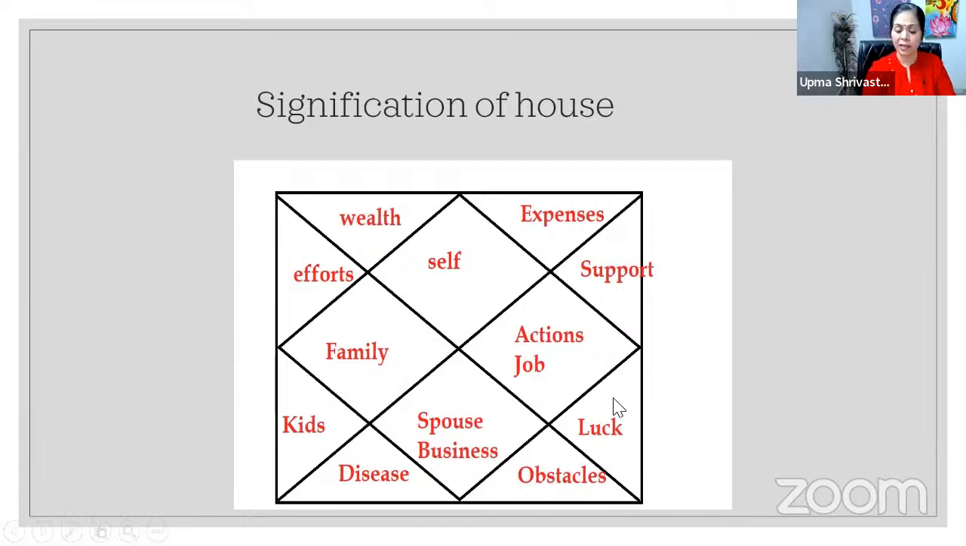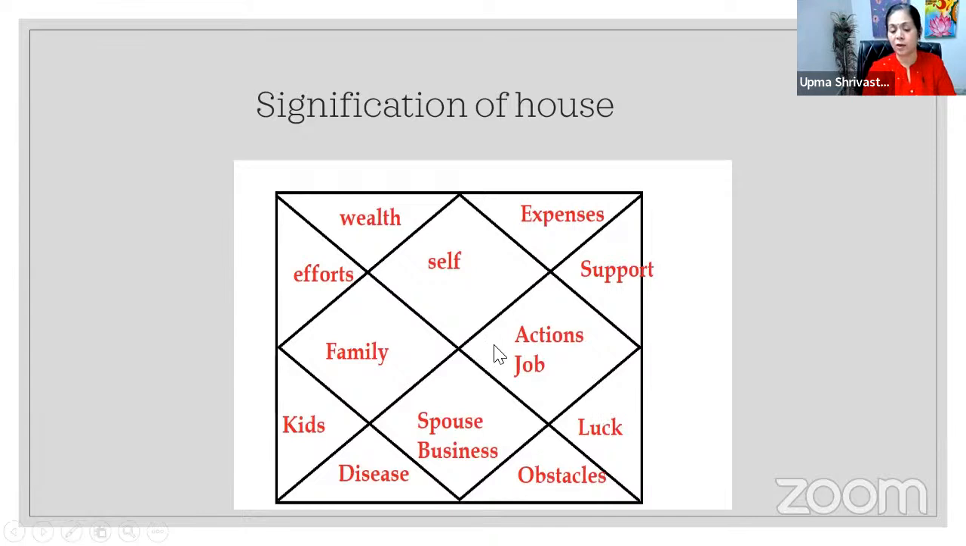Then comes the ninth house. The ninth house is your luck, your fame. All these we check from the ninth house. The ninth house shows, in this birth, what religion you have and how much spiritual growth you will get. All these things we check from the ninth house.